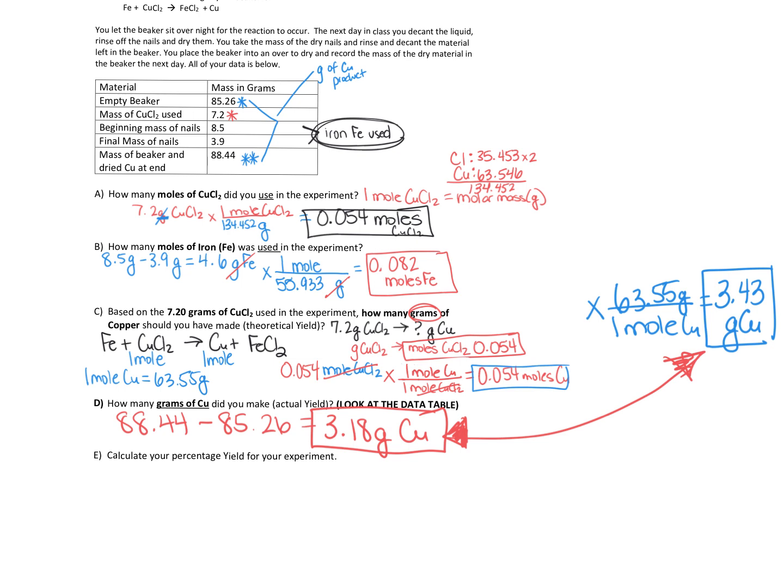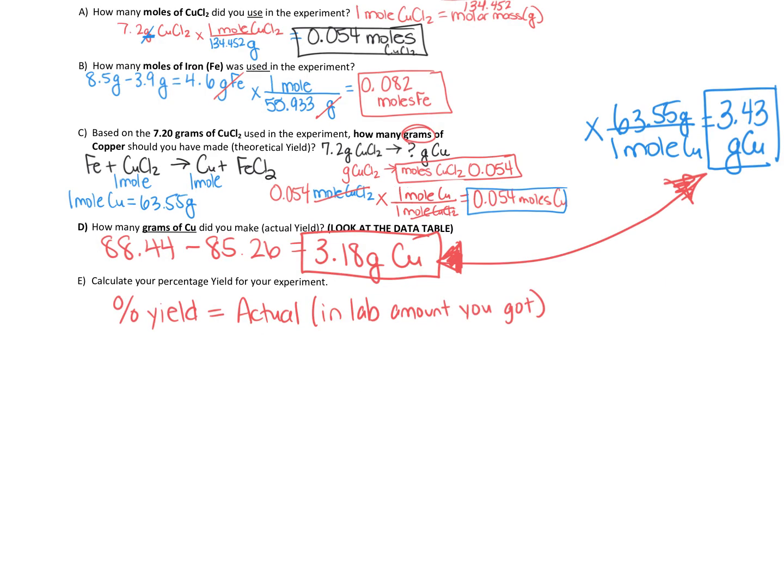It's kind of like saying we can calculate how good of a job we did on this lab. Did we actually make the amount of copper that we were supposed to make? So there's an equation for us to do that. To calculate the percentage yield, we take the actual amount in the laboratory that you got. The actual amount is how much you actually made. So that would be letter D here, the actual amount that we made in the laboratory.